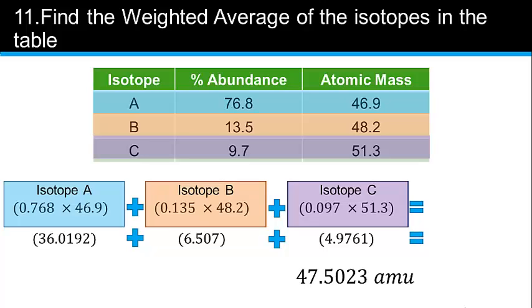Now we don't know what element this is. It doesn't say that it's one element or the other. So the only check that we have, I know that I'm doing the weighted average of 3 numbers, 46.9, 48.2, 51.3. So I expect my answer to be somewhere in the vicinity of those numbers. Now, isotope A has the highest percent abundance, which means that mass is most heavily weighted in my weighted average. So I expect my answer to be the closest to that number, but probably a bit higher because isotope B and C are heavier than isotope A. So that's going to drive the average up a little bit from the mass of isotope A.